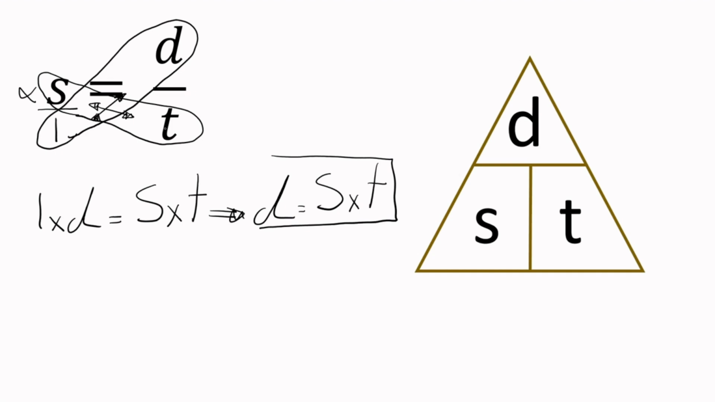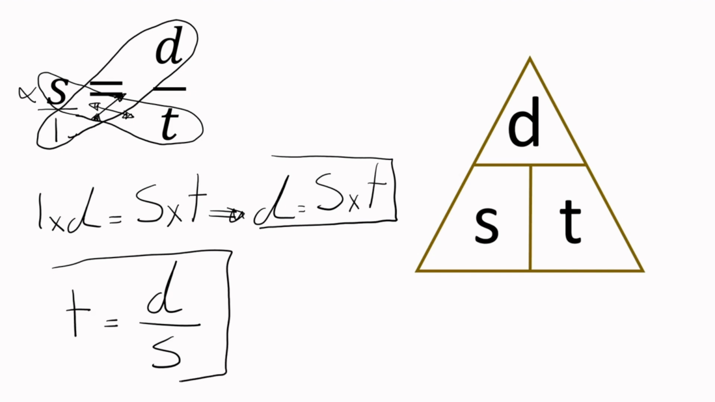So if I change the position of t and s, what am I going to have? T is equal to d over s. I'm not going to change the position of d and 1. So this is the formula that I'm going to use for calculating t. It was the first method. Let me erase the board to explain the second method.